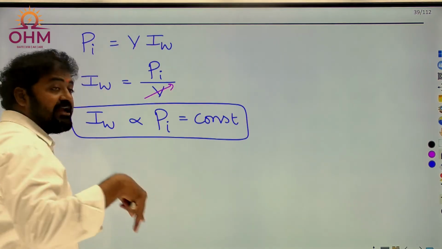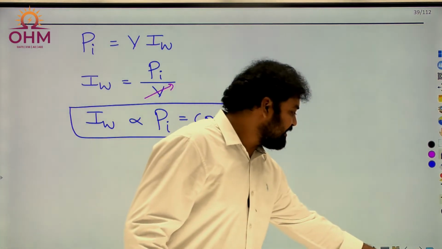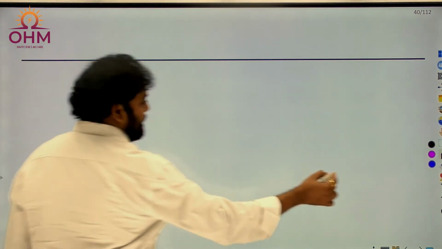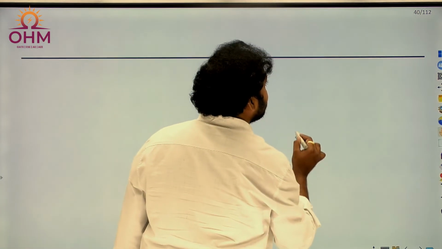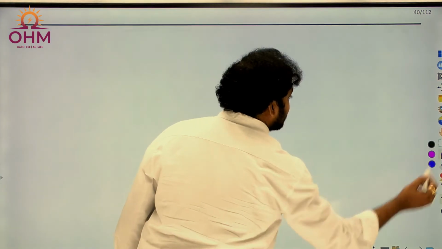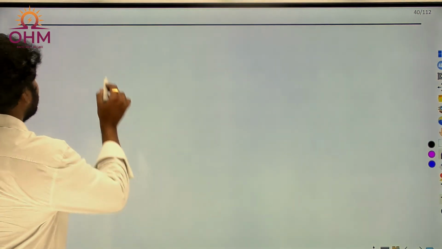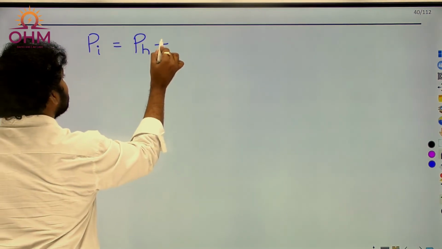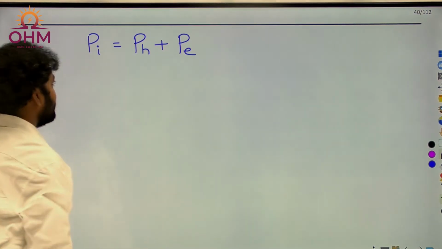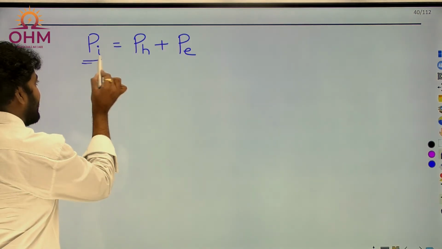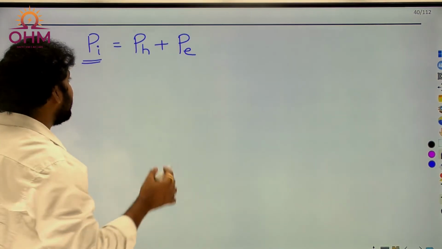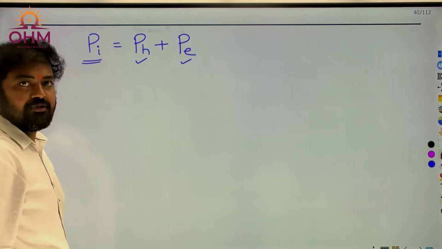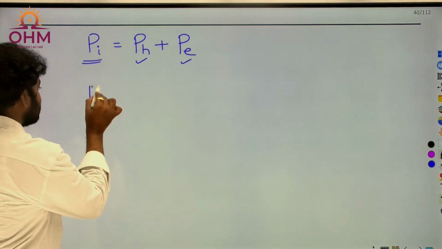But iron losses are again two types. What are the two types of iron losses we have? Hysteresis loss and eddy current loss. Right. So iron losses are two types. We have hysteresis loss and eddy current loss. So if you wanted to maintain iron loss constant, indirectly I have to maintain hysteresis loss constant and eddy current loss constant. What is the formula for hysteresis loss?